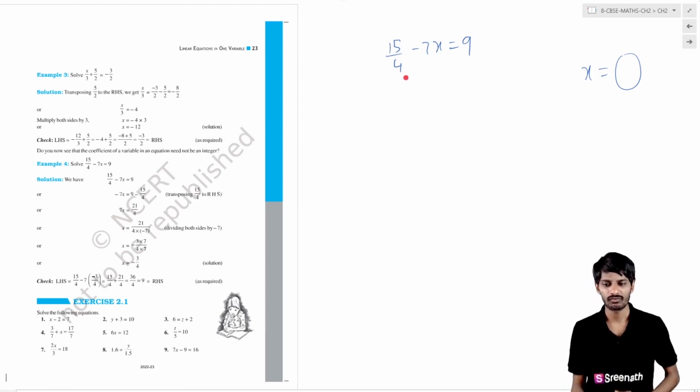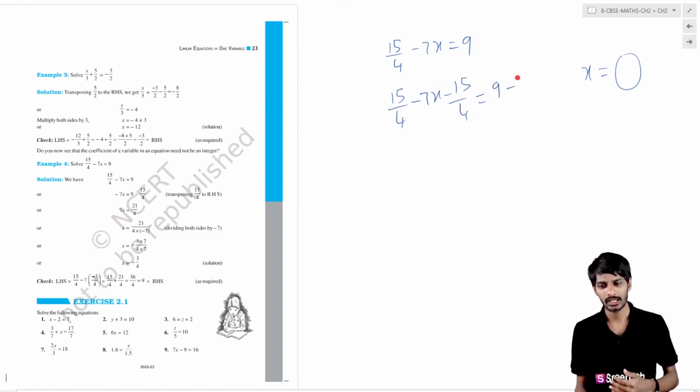First, we need only x. So what is the other term in addition to x? That is 15 by 4. So we have to remove it. How can we remove it? By subtracting it. By subtracting 15 by 4 on both sides, we can remove it. So now what is the value? The 15 by 4 will be cancelled.